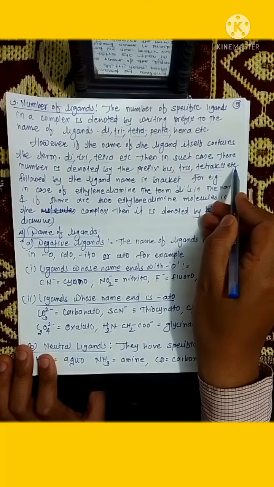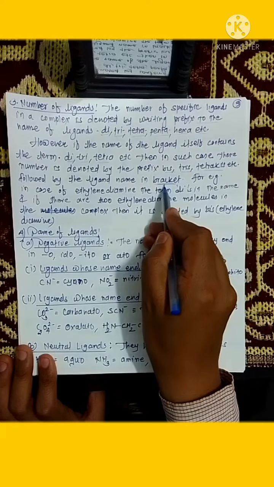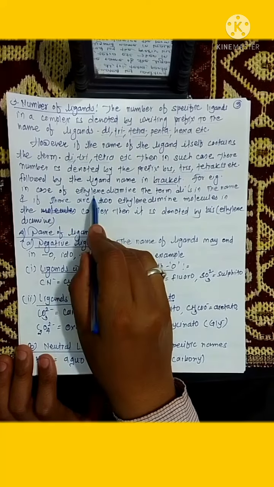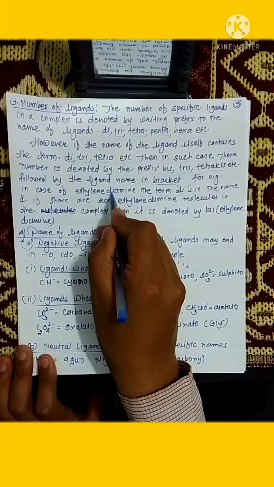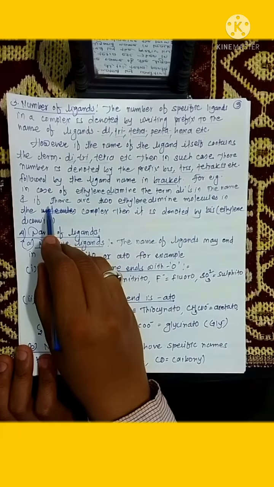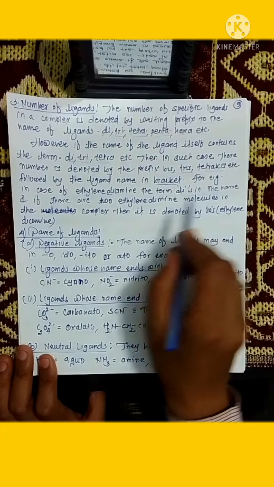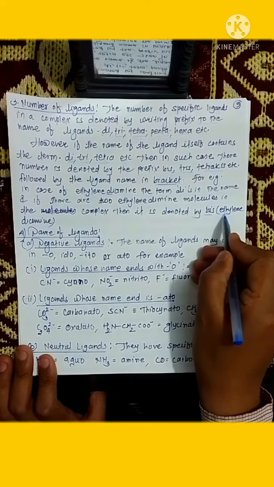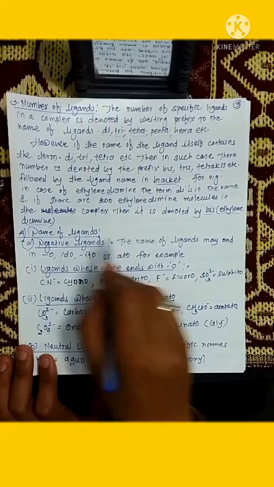This point is very important. It is followed by the ligand name in a bracket. In that case, we have to write the ligand name in a bracket. For example, in the case of ethylene diamine, the prefix di is already used in the name of the ligand. If two ethylene diamine ligands are present in a complex, then it is denoted by bis, with the name of the ligand written in the bracket: bis(ethylene diamine).